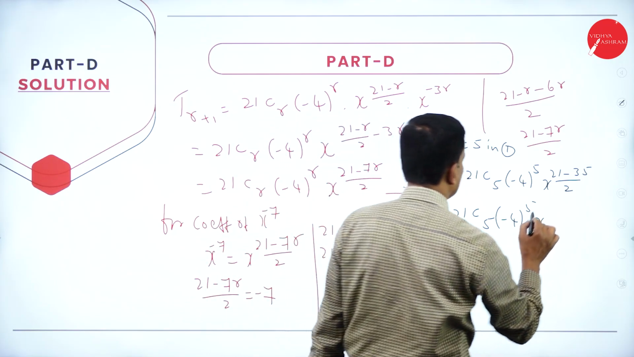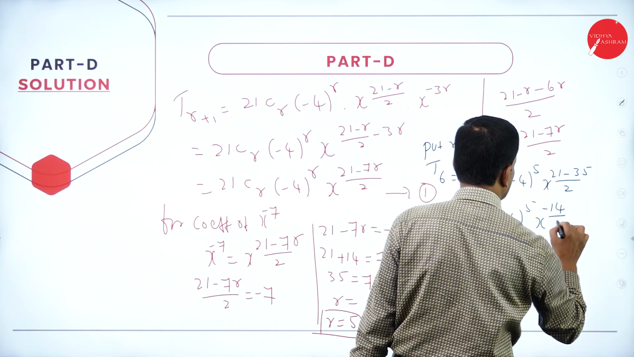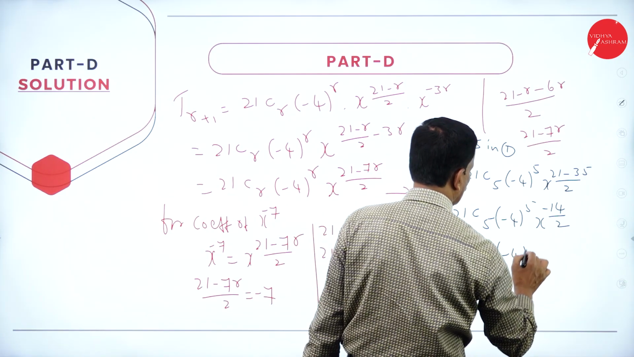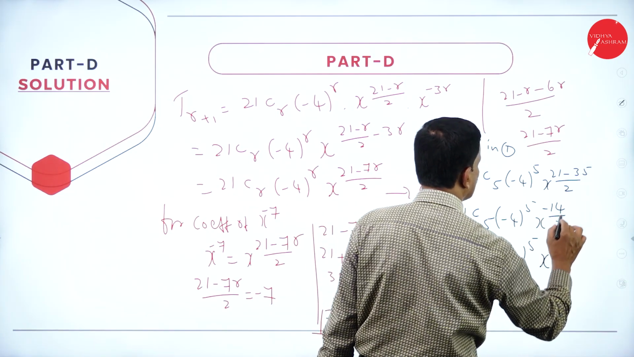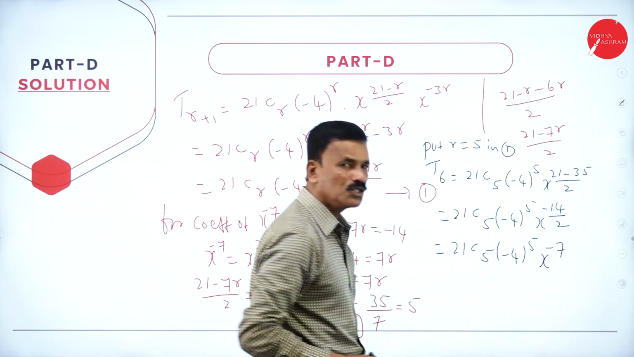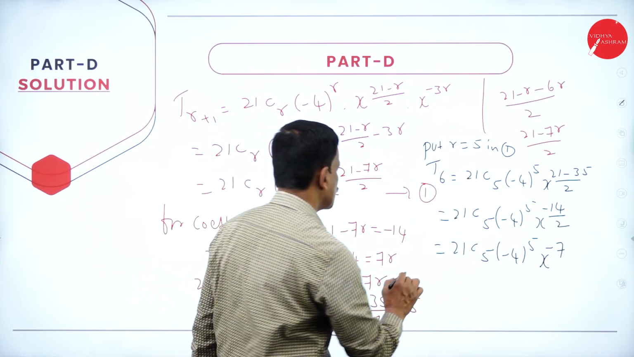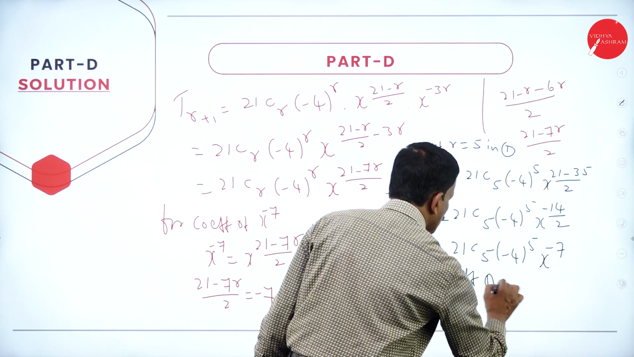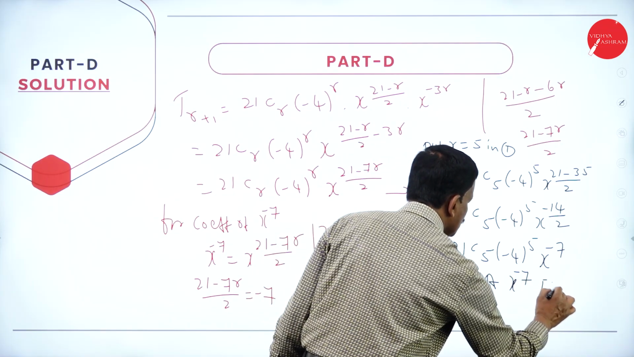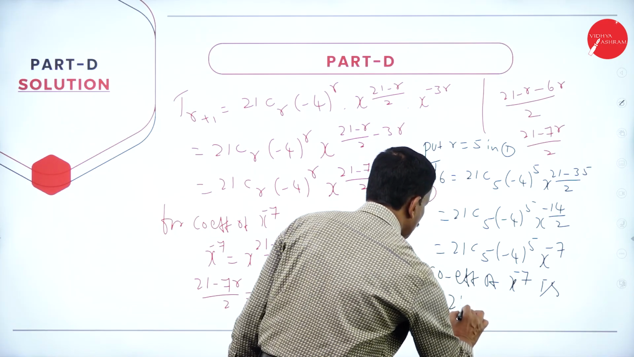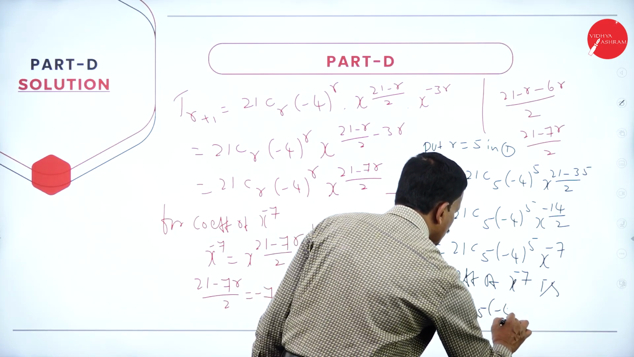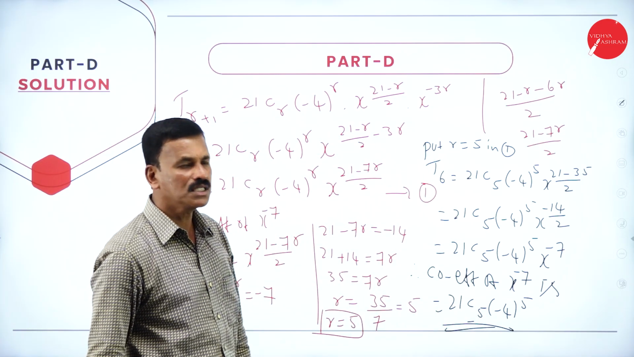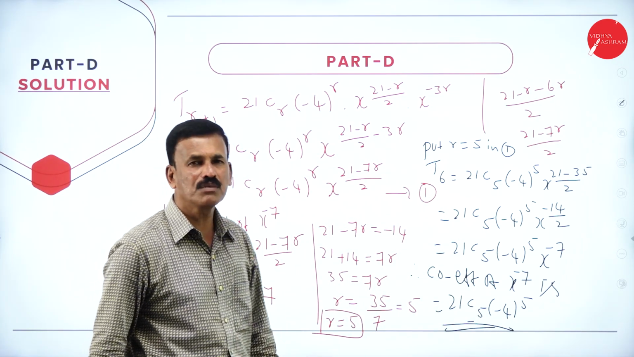That's equal to minus 14. Minus 14 divided by 2. So this is 21C5 into minus 1 to the power of 5 into x to the power of minus 14 by 2, which is minus 7. So therefore the coefficient of x to the power of minus 7 is 21C5 into minus 4 to the power of 5. That's it. 21C5 into minus 4 to the power of 5 is the simplified answer.